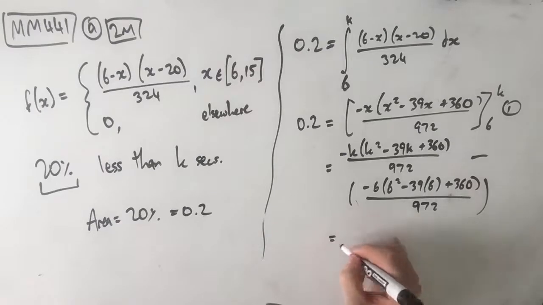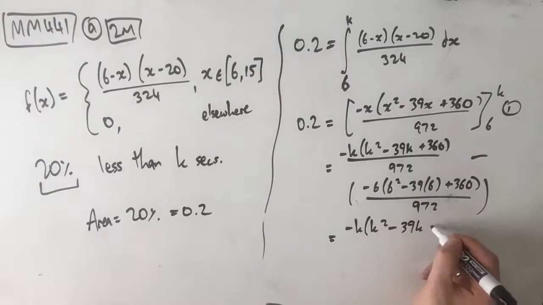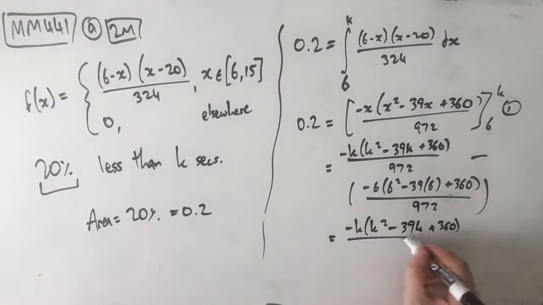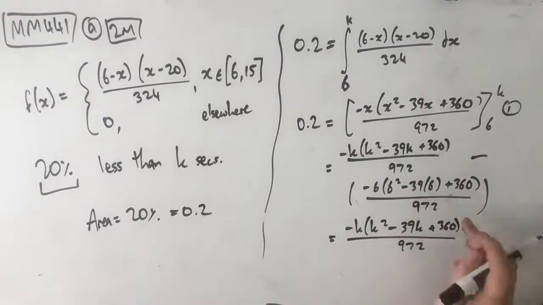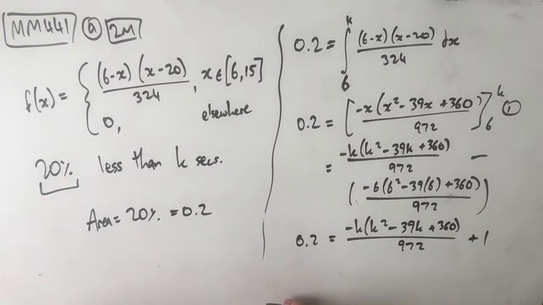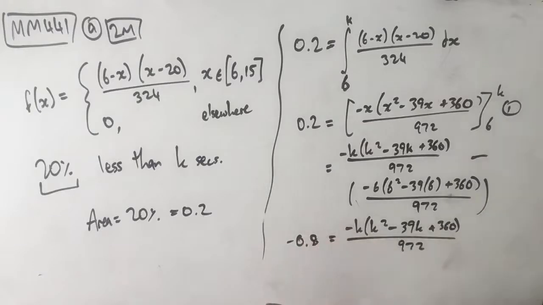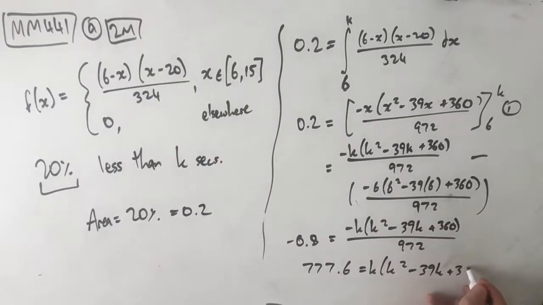From here, simplifying all this, we get negative k squared take 39k plus 360 over 972. All of this simplifies down to positive 1.2 equals that. We can take this 1 to the other side, so what we end up with is negative 0.8 equals this, and then simplifying all that, we get 777.6 equals k outside of k squared minus 39k plus 360.